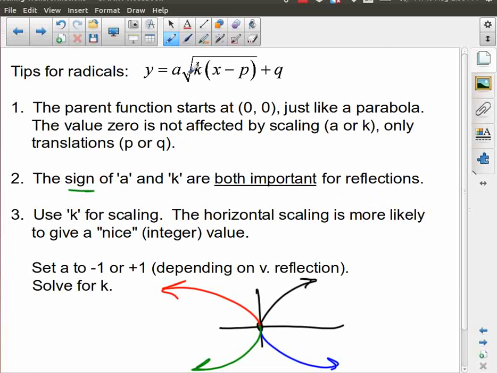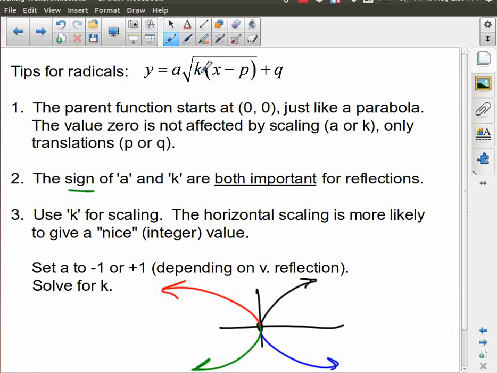Now it turns out that means I only care about the sign. I don't actually care about the magnitude. I'm still allowed, if I want to, to combine the two magnitudes into a single value. And in general, to get nicer values, we're always looking for integers or nice fractions. The easiest way to do that is to set your a value to be plus or minus 1, and then just focus on coming up with your k value, which should be an integer value or a fraction, provided things work out nicely with your numbers.